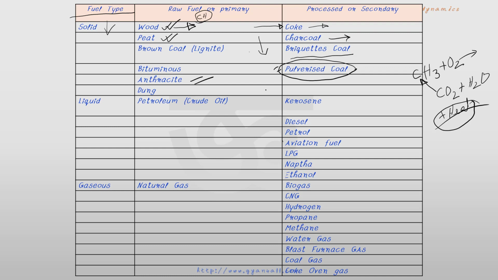Okay, these are some examples of solid fuels. There are other examples, that is dung. Cow dung or animal dung we can use as a solid fuel.